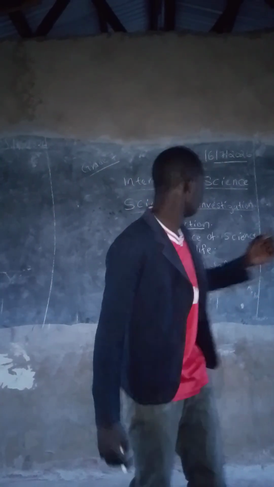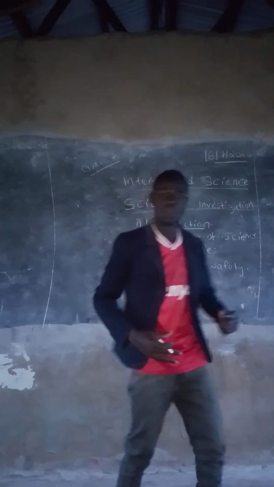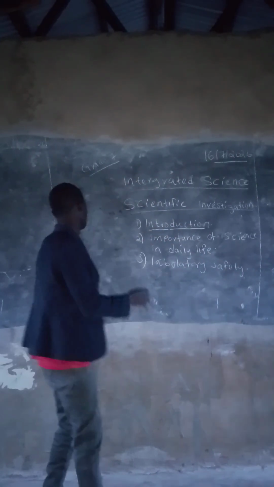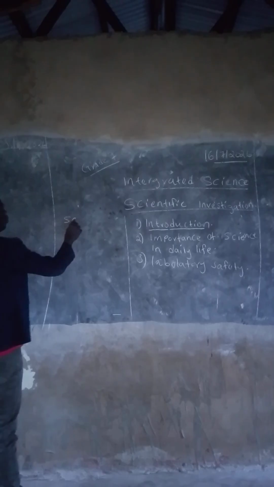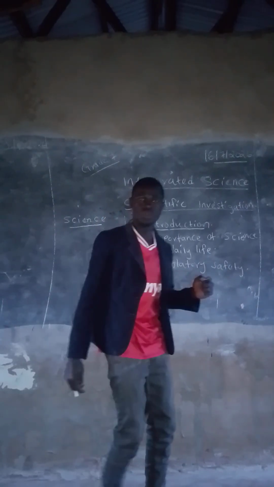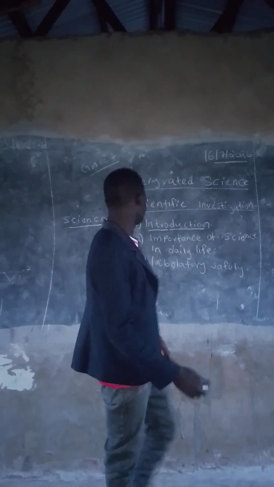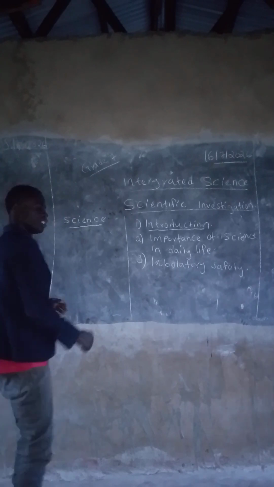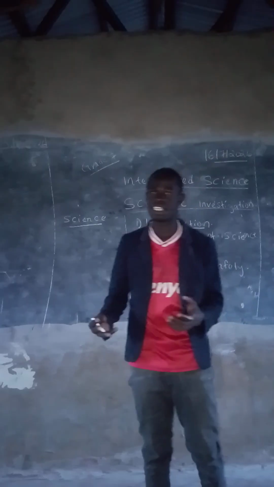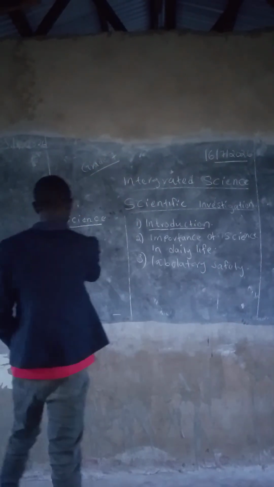Now, to begin with, let us look at the introduction to integrated science. When we were in the primary level, we were looking at science in general. But when it comes to junior secondary school, we look at what we call integrated science. So therefore, we need to know what integrated science is. Integrated science is a broad area of study that deals with different branches of science.